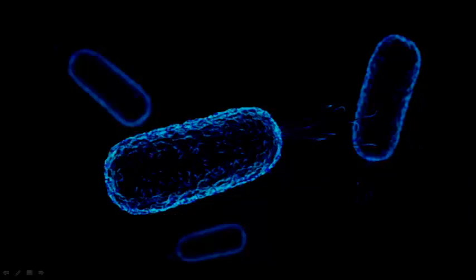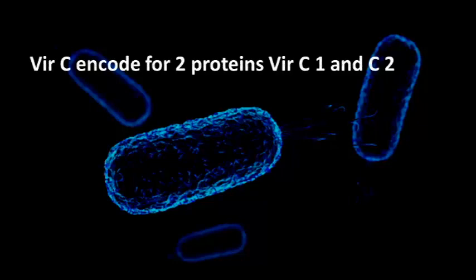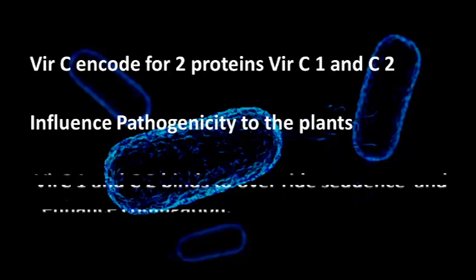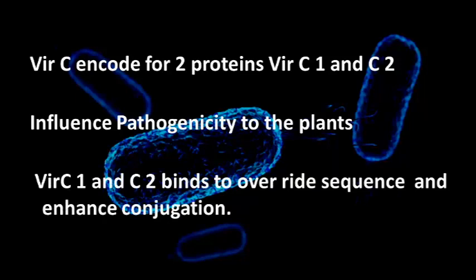Next one, VirC. The VirC operon encodes two proteins, VirC1 and VirC2. These proteins influence pathogenesis of Agrobacterium towards different plant hosts. Mutations in VirC can reduce the virulence but cannot remove the virulence permanently. VirC1 and VirC2 proteins bind to the overdrive sequence present on T-DNA and enhance the conjugation.